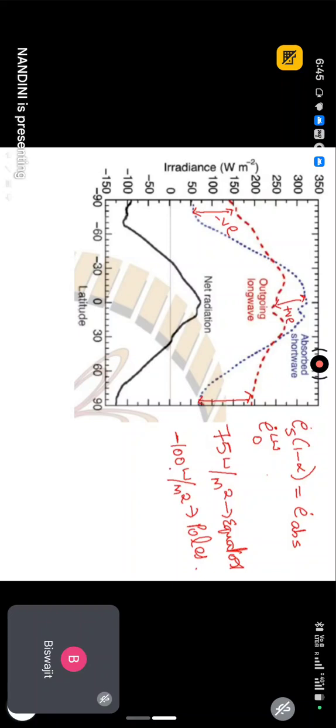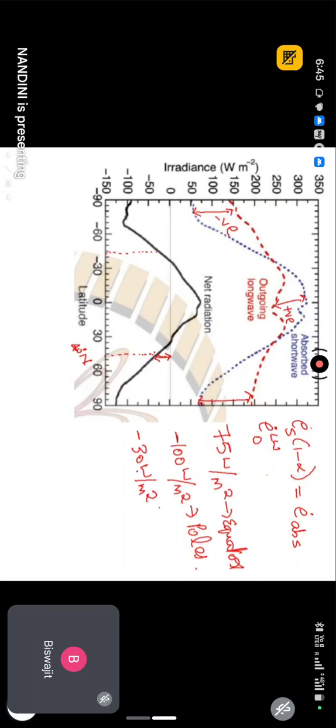Now, over the desert regions, what is happening? Deserts are generally found at the subtropical regions, mostly around 40 degrees north. Over these regions, can you tell me what is the net energy balance? Is it positive or negative? The value is negative, around minus 30 watt per meter square.